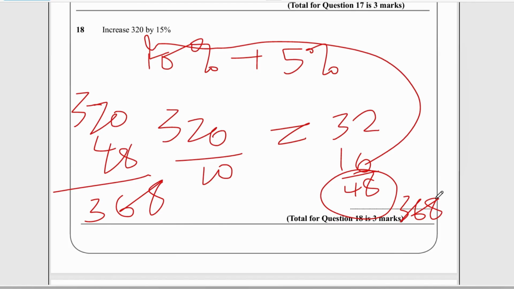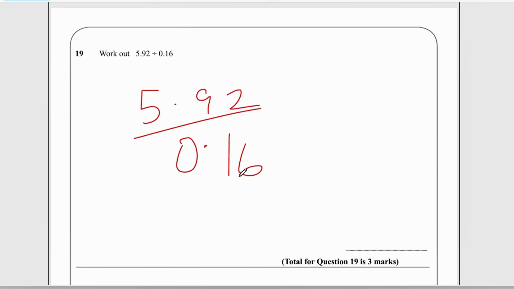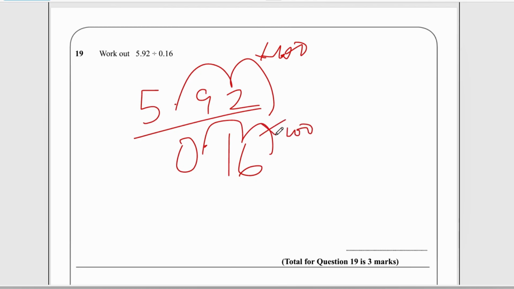All right, so we go to the next one. The question, let's see what it says. 5.92 divided by 0.16. When you're dividing, this is a non-calculator paper, so you have to do it manually. What do we do? Move the point 2 places up, you move it 2 places down. Moving 2 places means you're multiplying by 100, so you get rid of the point. Dividing with the point can be cumbersome. So if we multiply by 100, the points will go, and then we have 592 divided by 16.